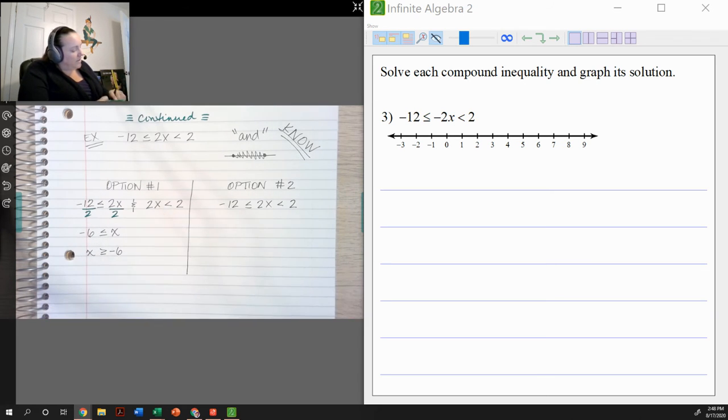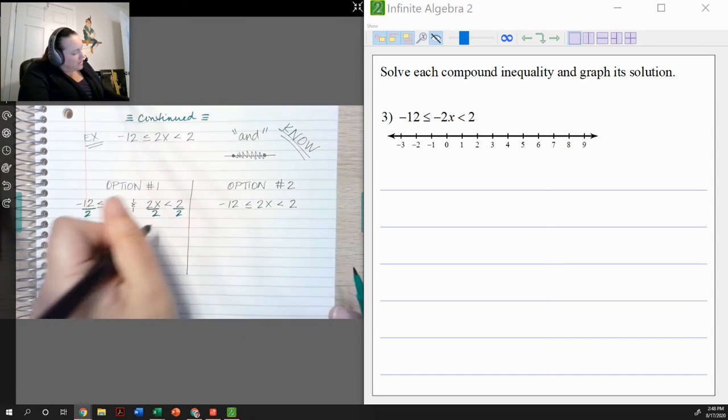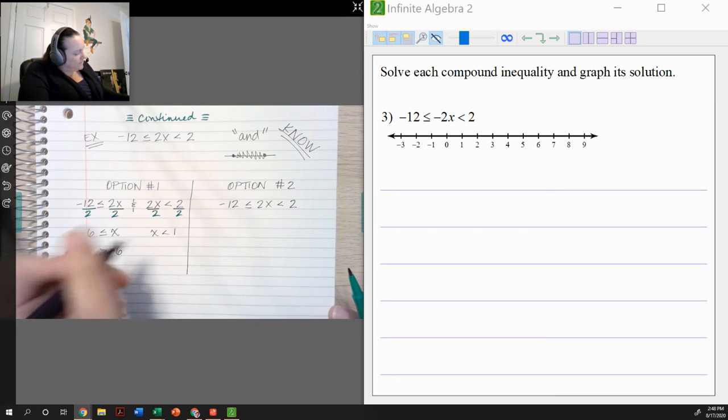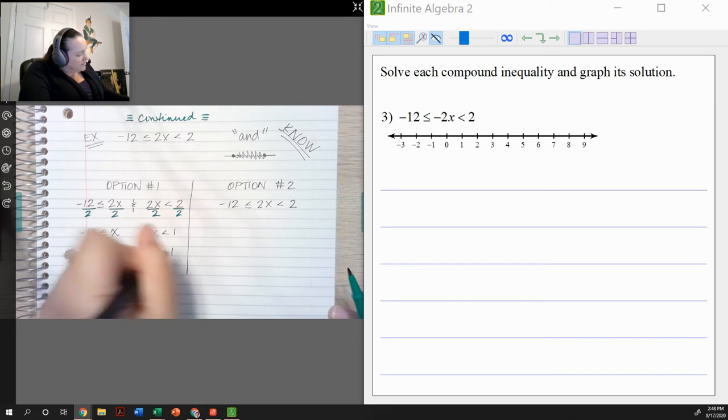Now I'm going to go over here. I'm going to divide by 2. So I get x less than 1. And I don't have to rewrite that one. So x less than 1, and then I'm going to write and.